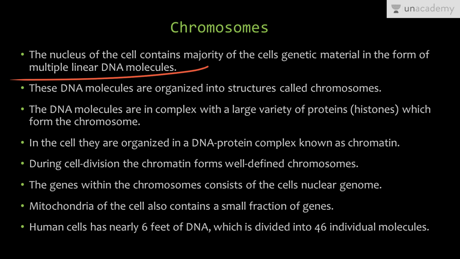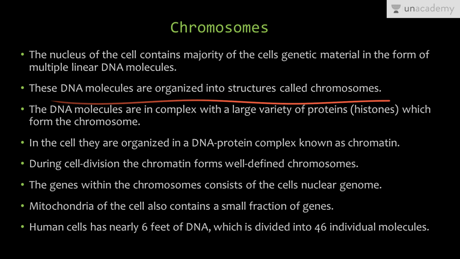Now we know that a eukaryotic cell has a linear DNA which is present inside the nucleus. When it condenses, it forms chromosomes. These DNA molecules are organized into structures called chromosomes. The DNA molecules are in complex with a large variety of proteins called histones, which form the chromosomes.